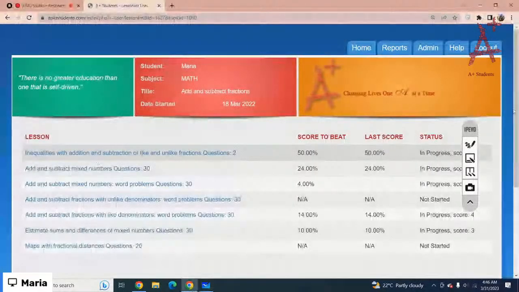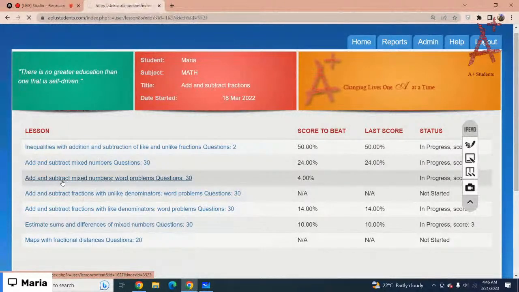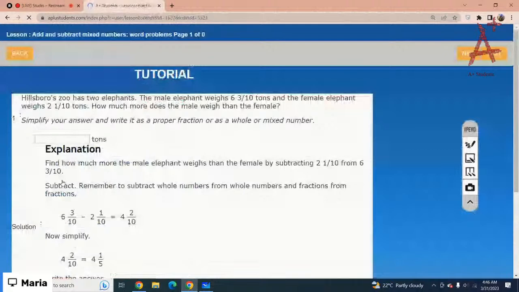Here I am on grade 6 maths. Chapter is add and subtract fractions, and here is the lesson I'm going to start with, add and subtract mixed numbers word problems. So let's just start with the lesson. Read the question, just listen to me carefully. Hillsborough Zoo has two elephants. The male elephant weighs 6 whole 3 by 10 tons and the female elephant weighs 2 whole 1 by 10 tons. How much more does the male weigh than the female?